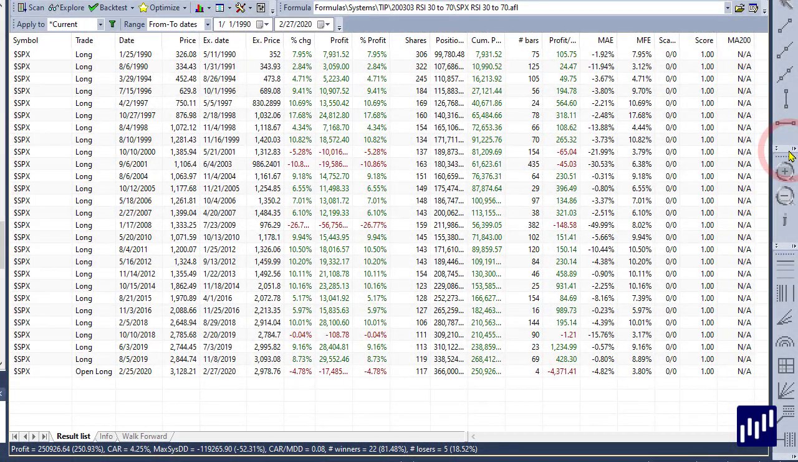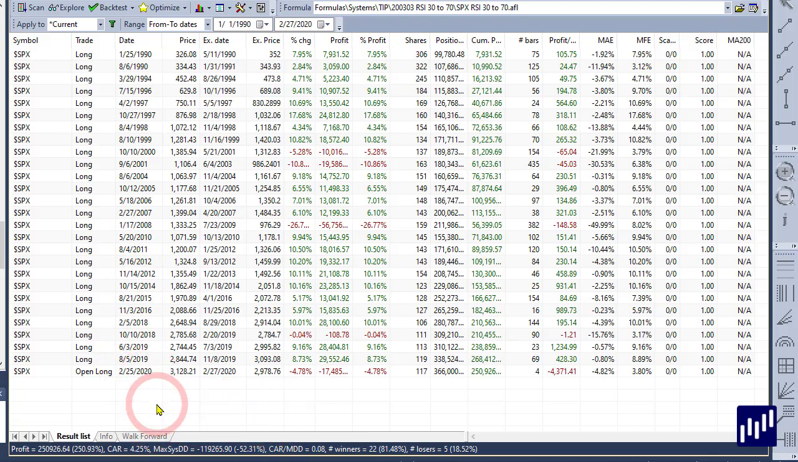So I ran these numbers not as a system, but to see how long it took from when RSI made that initial move below 30, which is still relatively rare over the past 30 years, and RSI then moved above 70, how many days were involved. And here are all the trades that you can see. You've got one on the 25th, so we really don't count that one.